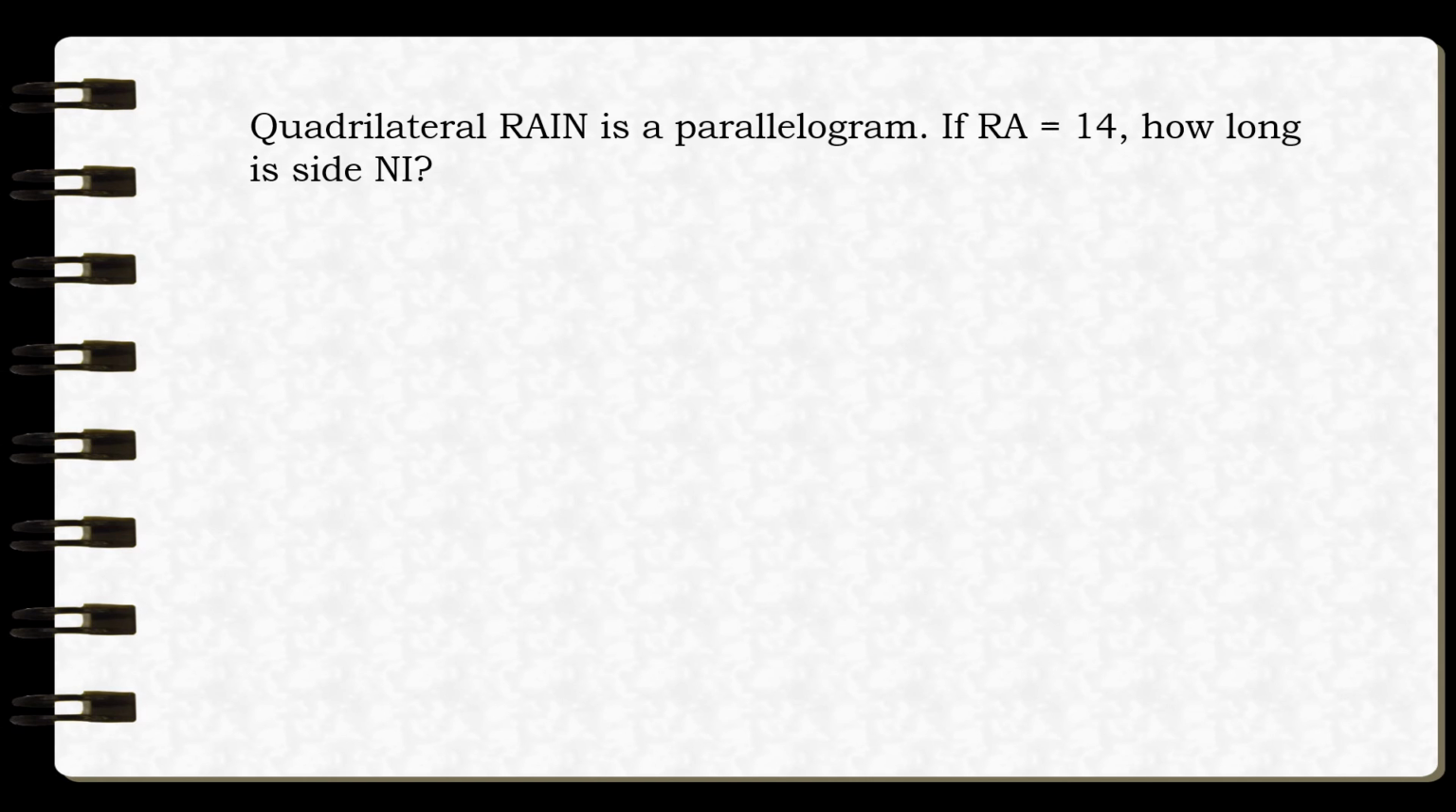How about this one? Quadrilateral RAIN is a parallelogram. If RA is 14, how long is side NI? Now, this is the given figure. Okay, so RA is 14 here. So, what is side NI? Notice, they are actually opposite sides. So, they must be congruent.